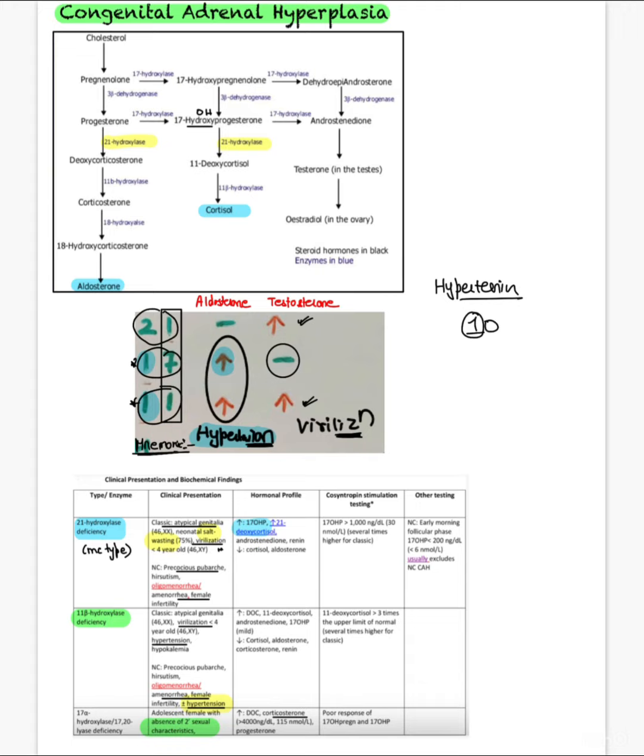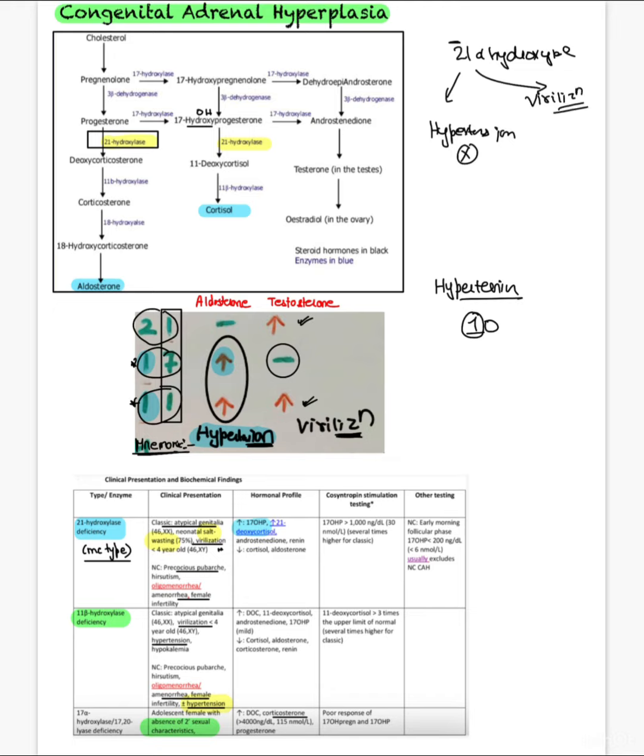And 21 alpha hydroxylase is the most common type. Suppose we take an example. We are taking an example of 21 alpha hydroxylase, the most common one. And this is the enzyme 21 alpha hydroxylase, guys. 21 means it's not 1 there, so hypertension won't be a feature of this one. Then the last digit is 1, so virilization will be a feature of this one.